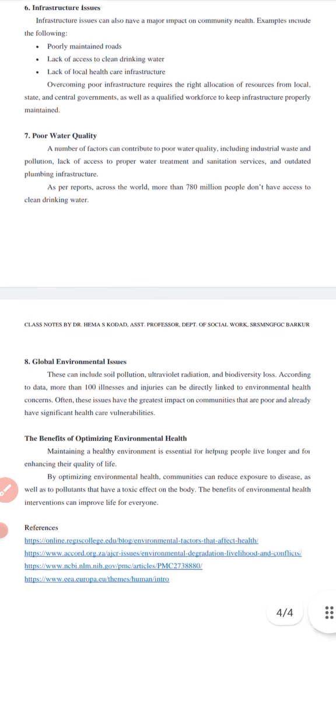So, this covers in brief the impact of environment on health, and you can also refer to some more material from the websites and add. Thank you.